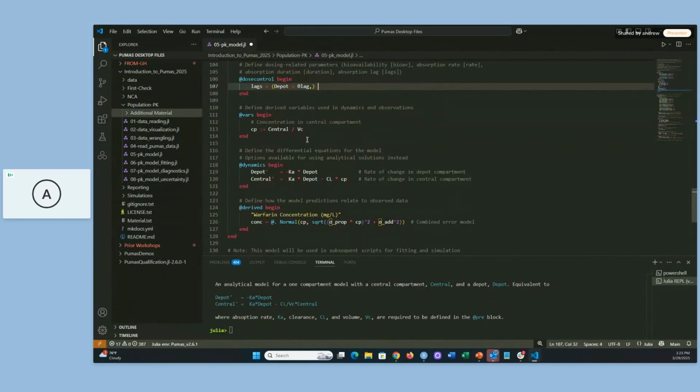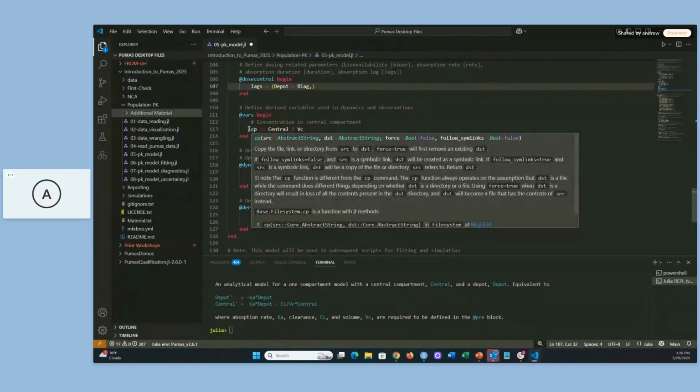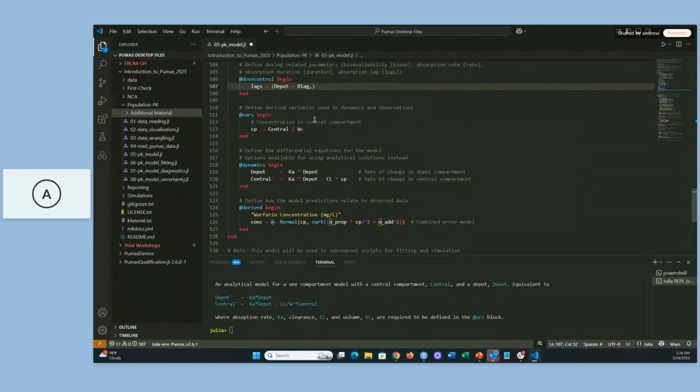And just to show you an example with the VARs, while we defined CP down in the derived block, we threw it up here just to be able to show you the example of what is that concentration in the central compartment. And then ultimately, the conc, concentration column header is what is found within our data set. And it is based off of a normal distribution based around a mean of that CP.